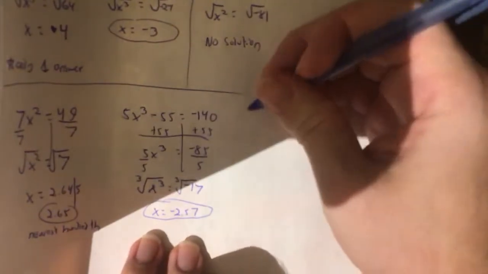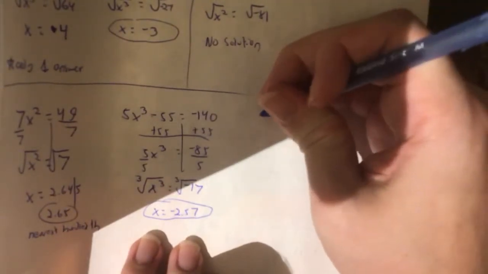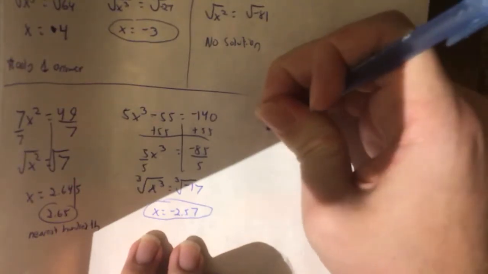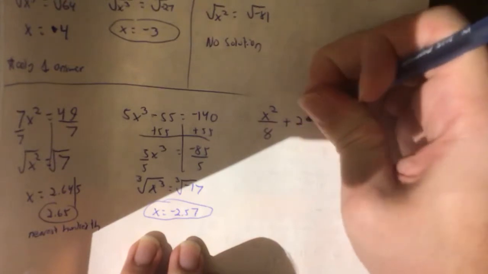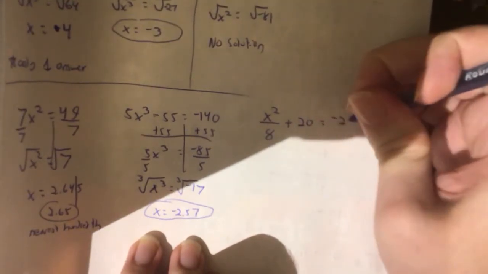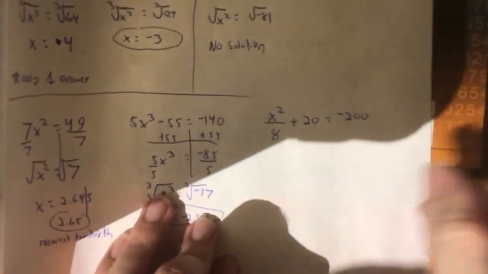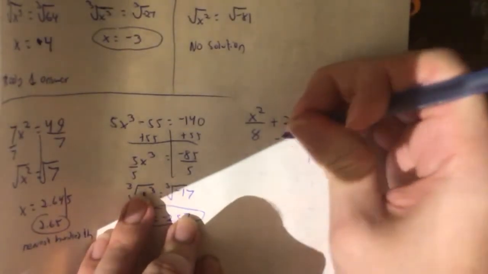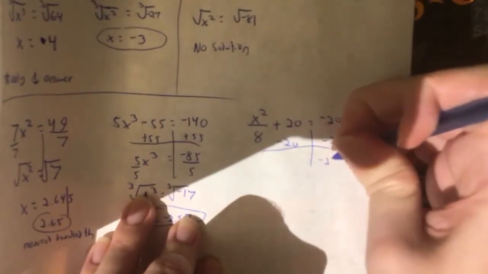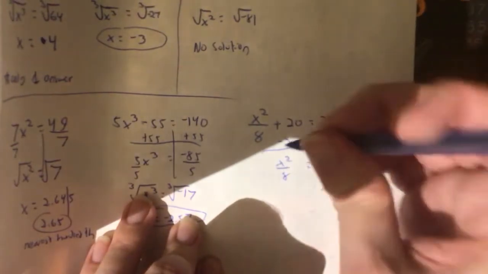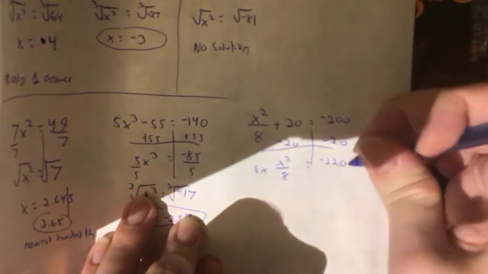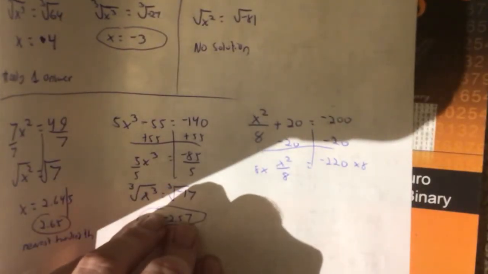And we'll look at one more. Let's do the following: x squared divided by 8 plus 20 equals negative 200. So the first thing I do is I'm going to solve for x. I'm going to subtract 20 from each side. That gives me negative 220 equals x squared over 8. To get rid of the 8, since it's x squared divided by 8, the inverse of dividing by 8 is multiplying by 8. So I'm going to multiply each side by 8. Negative 220 times 8 is negative 1760.